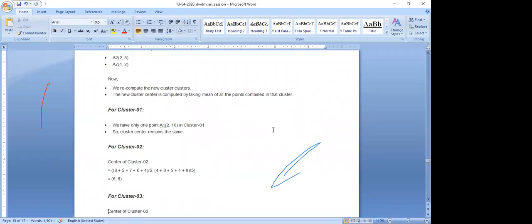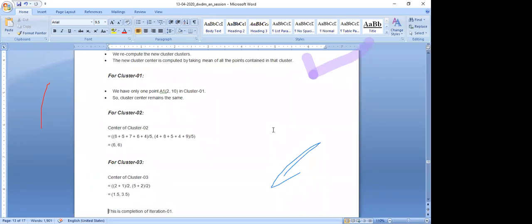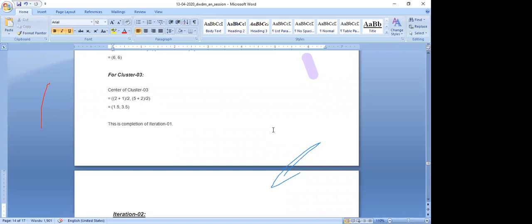Next, for cluster 3. Again for cluster 3, we have 2 different points, right? So again we calculate the mean, and after calculating the mean, we got the cluster value as 1.5 and 3.5. This is for your iteration 1. But in the question, they have asked us to calculate for iteration 2.